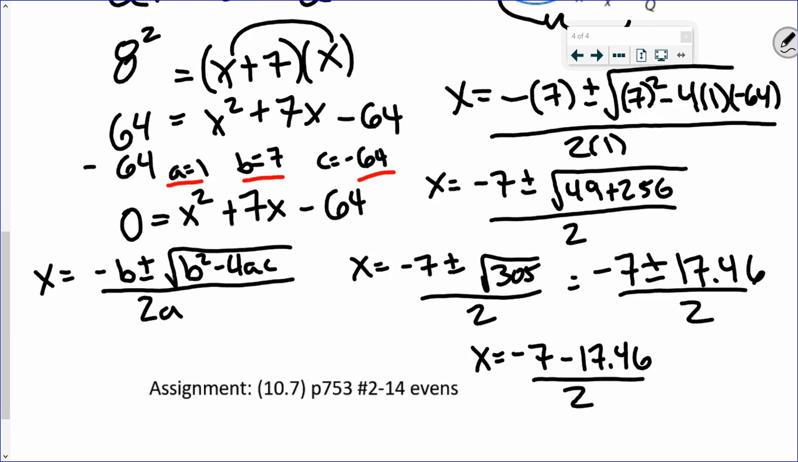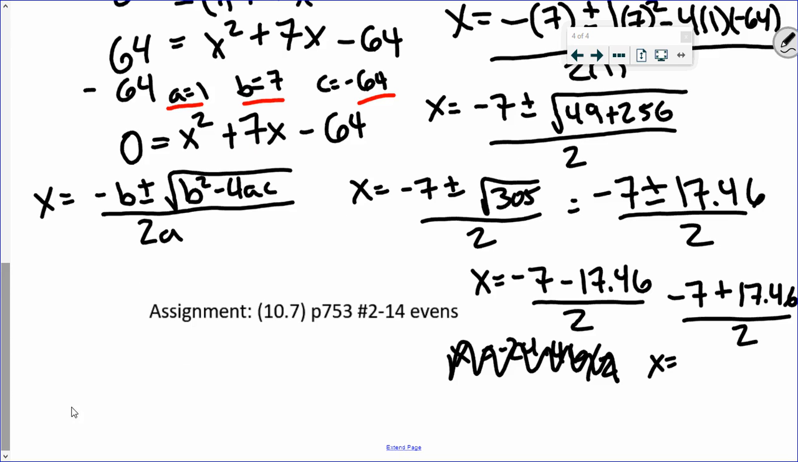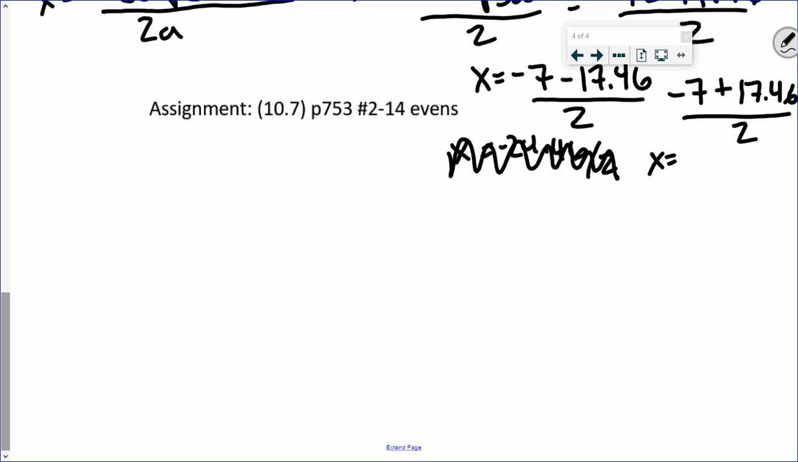Alright, and then when we look at these answers, we've got x equals negative 7 minus 17.46 over 2. This answer, it's going to be negative 7 minus 17.46. Negative 24.46 divided by 2. That answer is going to be negative. Here we're talking about distances, so this answer really doesn't matter at all. It ends up negative, again, negative distance. Now we're going to do the plus version, so negative 7 plus 17.46 over 2. And that would be x equals 10.46 divided by 2, so 5.2 around.